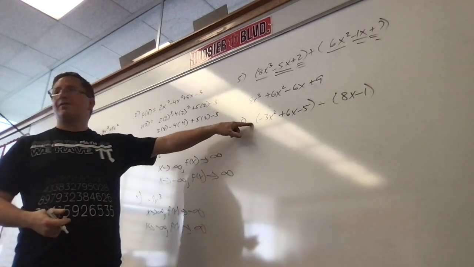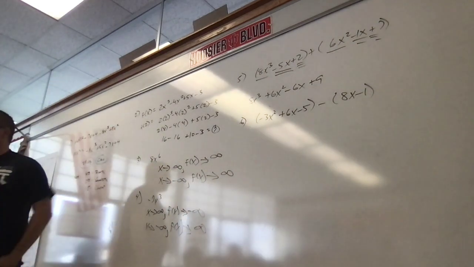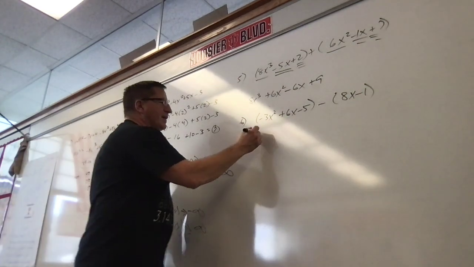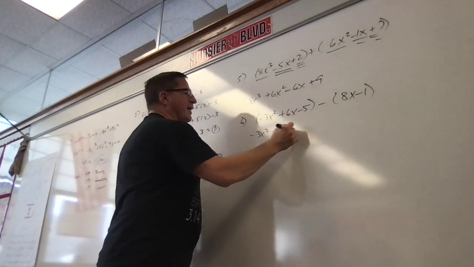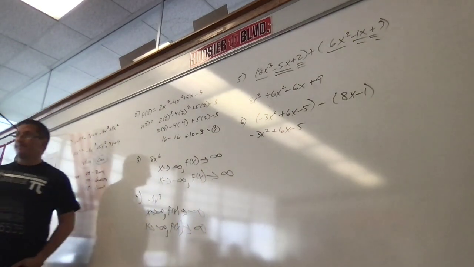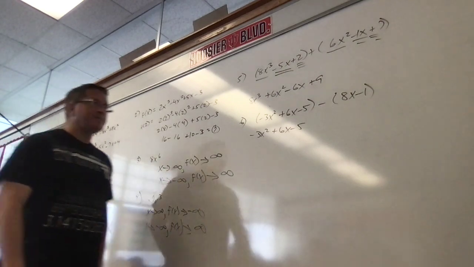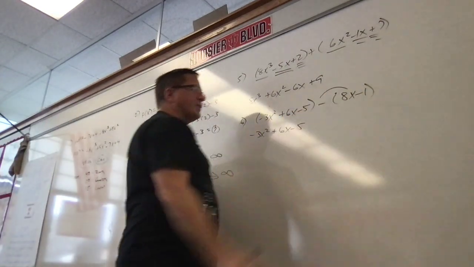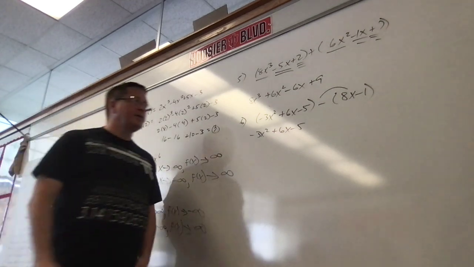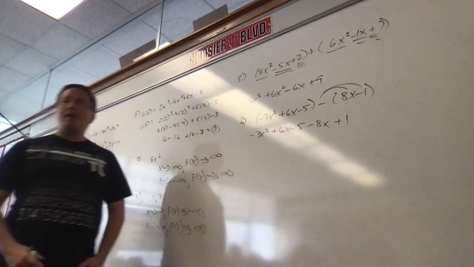There's a number sitting out front here. What's out front here? A 1. What happens when you distribute a 1? It stays the same. It stays the same. So just write down negative 3x^2 plus 6x minus 5. Now, on this set of parentheses, it's not a 1 that's sitting out there. It's a negative sign. When you distribute a negative sign, what happens? Do things change? Yeah. How? To the opposite. So what am I going to write down? Negative 8x plus 1. Then combine your like terms.